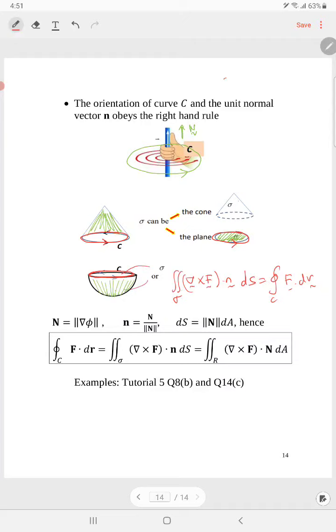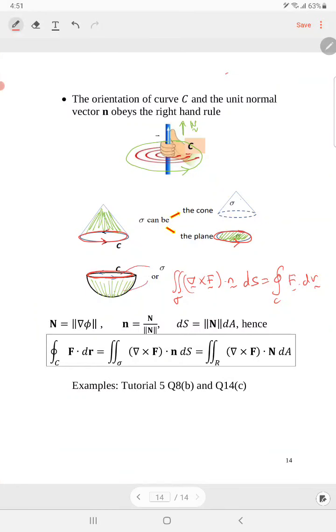Now, how to evaluate? Let me explain how to evaluate Stokes' theorem. As you know before, this should be the gradient of phi, not the normal vector. So that is just del phi. The gradient of phi is the normal vector. The normal vector divided by its magnitude is the unit normal vector, and dS is the magnitude of the normal vector times dA.